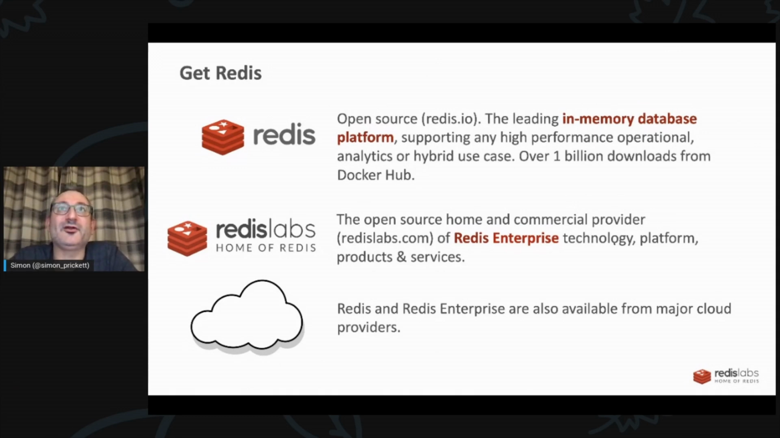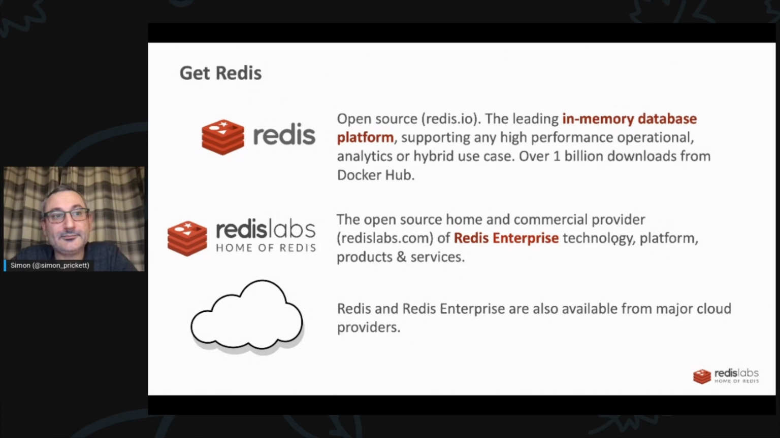And as is common with a lot of open source products, you can also get them on various cloud providers. So Redis Labs, where I work, provides a commercial version of Redis called Redis Enterprise that we host, and you can sign up for, and we'll make sure it stays up and you can just get on with using it. You can also get Redis from other cloud providers.